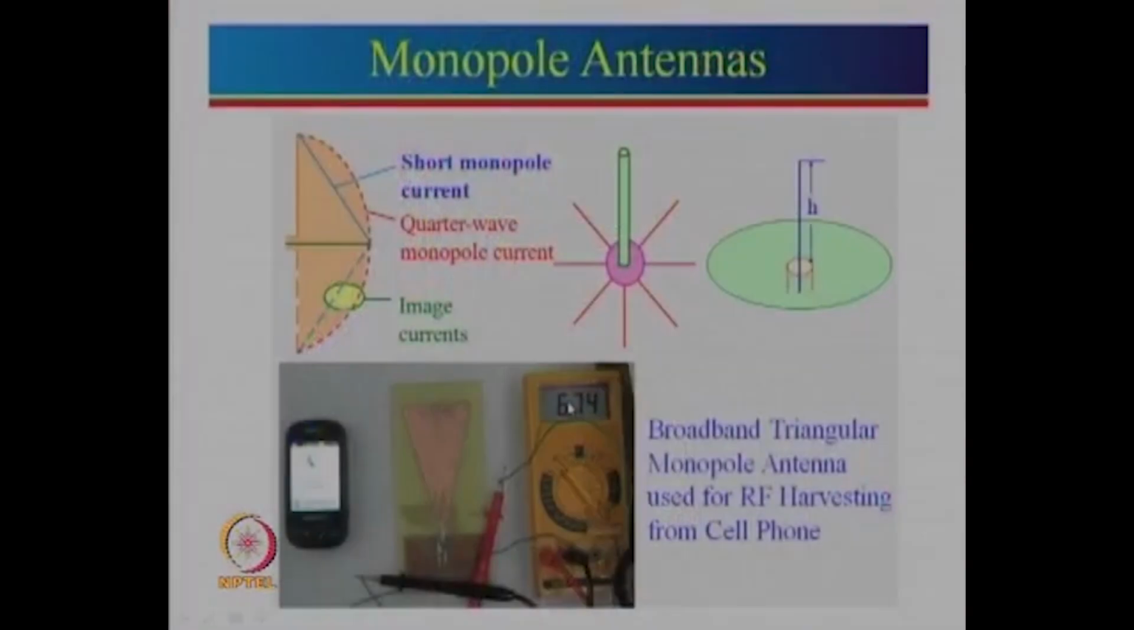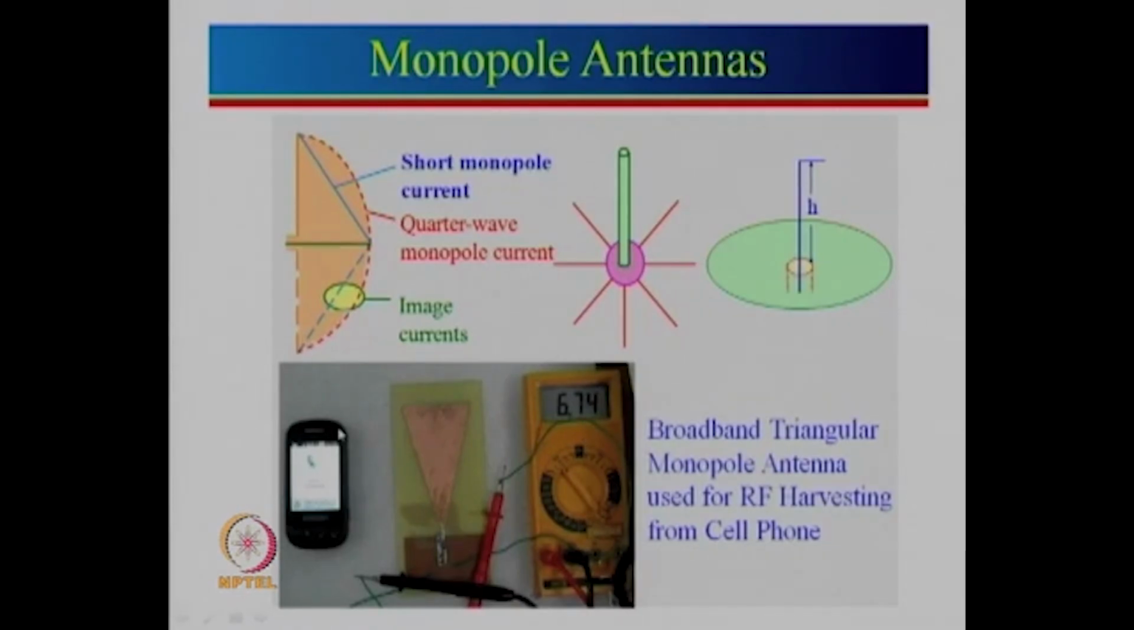So, they will actually simulate the real ground plane. We have actually shown here one practical example also. So, here we have designed a broadband monopole antenna, and this one here is an RF harvesting circuit. So, what you can see here, that when this mobile phone makes a call, the antenna is placed at a certain distance, and the DC voltage which is generated over here is connected to the multimeter.